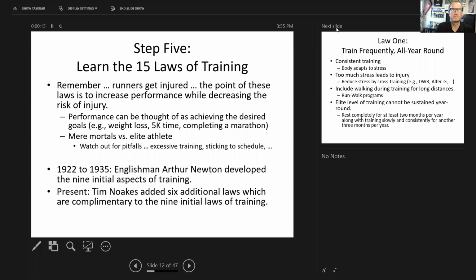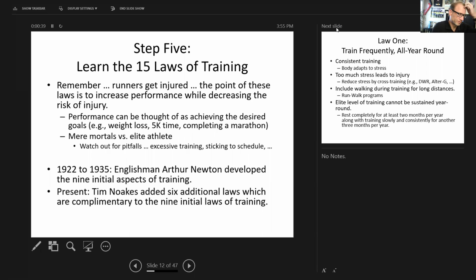All right, we are in chapter 5, developing a training foundation, and this is step 5 covered in the book. When you're developing a training foundation, you want to learn the 15 laws of training. These are made up, they're contrived, but they cover some pretty good ground and good things to follow.